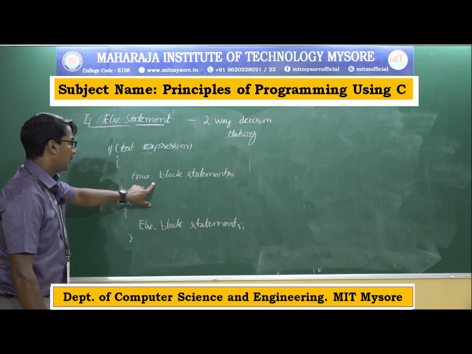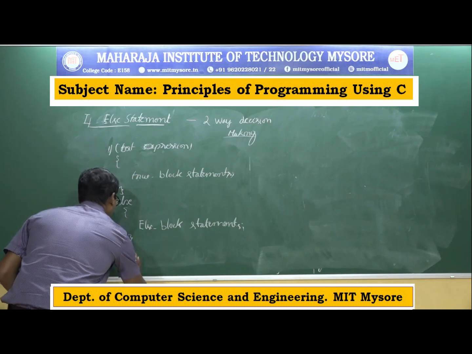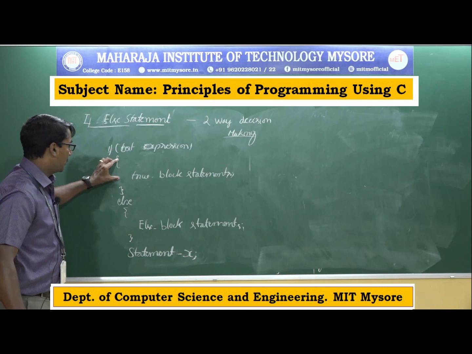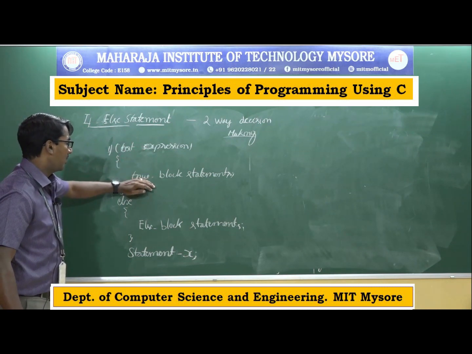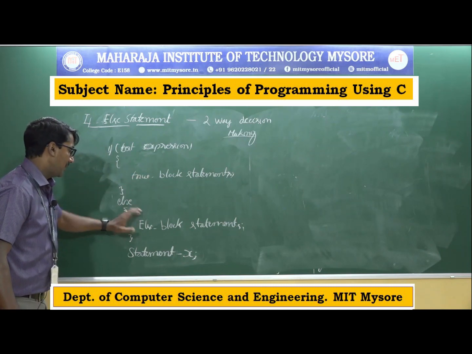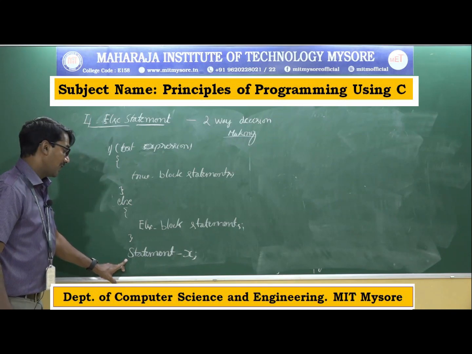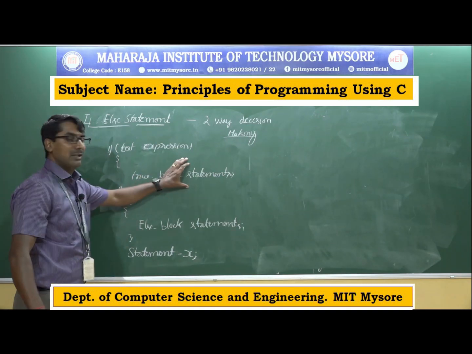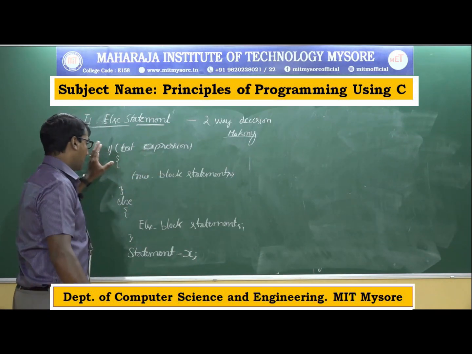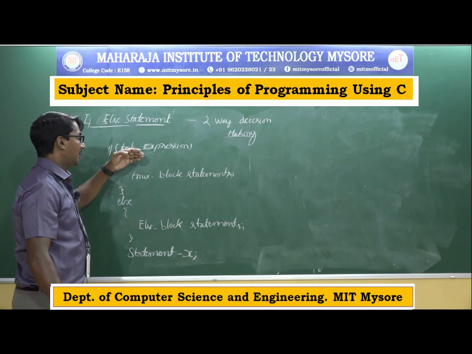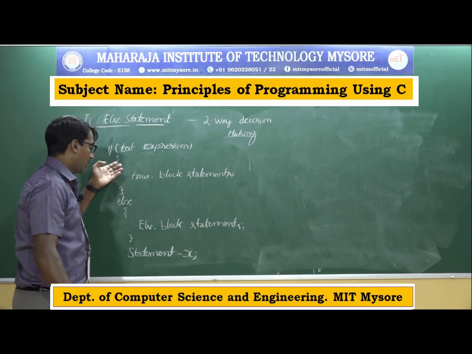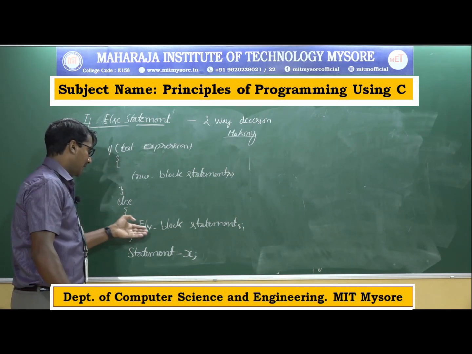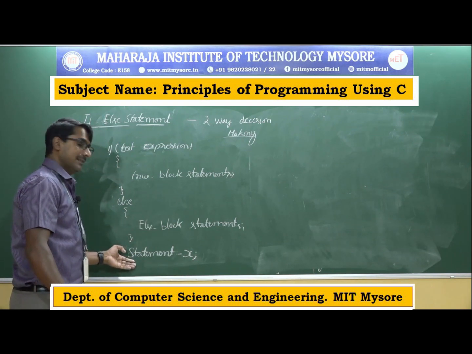If the condition is true, it will execute the true block and skip the else block, and directly move to statement X. The control is directly transferred to statement X. If the condition is false, the true block statements will be skipped, and the control is transferred to the else block. Immediately it executes statement X.